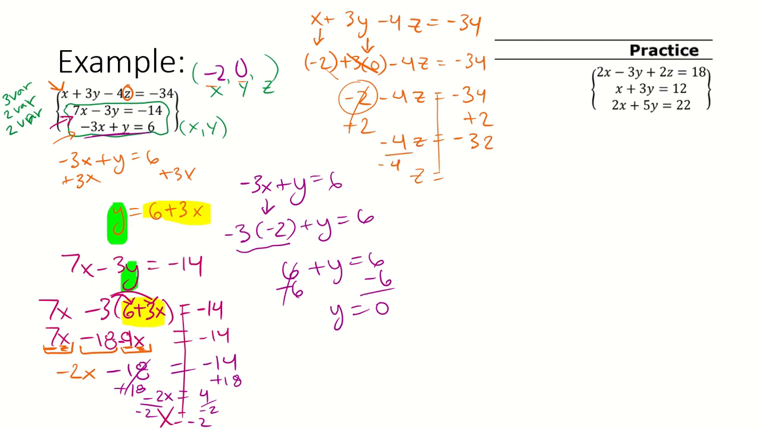Divide by negative 4 on both sides. And negative divided by negative is positive. 32 divided by 4 is 8. So z is 8. And that's the solution for this system.